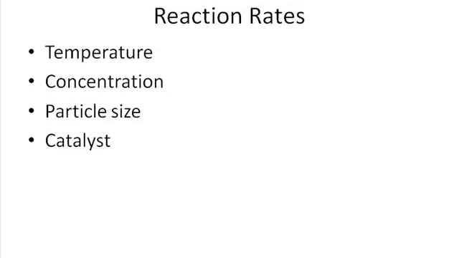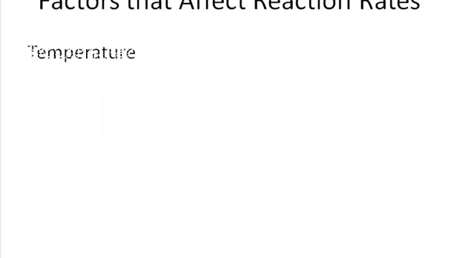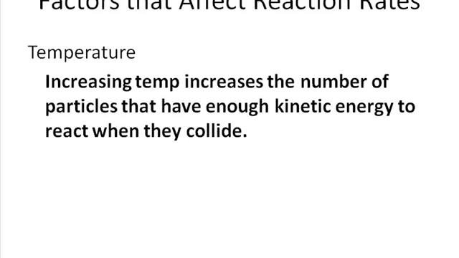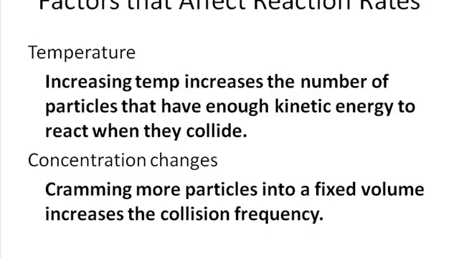Factors that affect reaction rates, well, there's 4: temperature, concentration, particle size, and catalyst. So how does temperature affect reaction rates? Well, increasing the temperature increases the number of particles that have enough kinetic energy to react when they collide. If you increase the concentration by cramming more particles into a fixed volume, it increases the collision frequency.